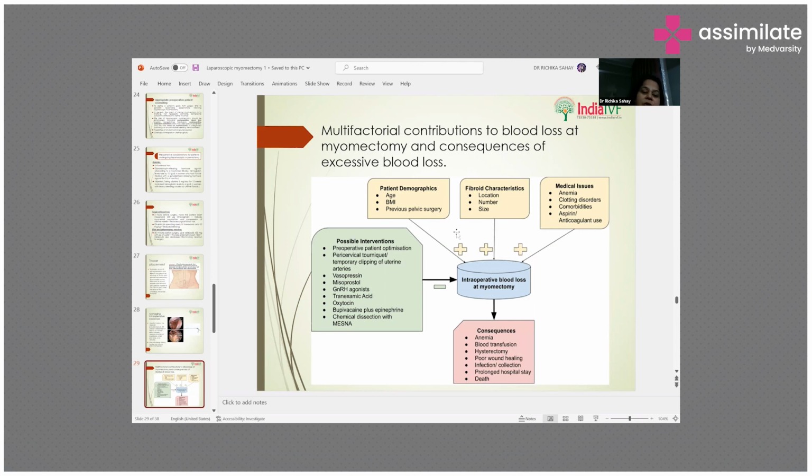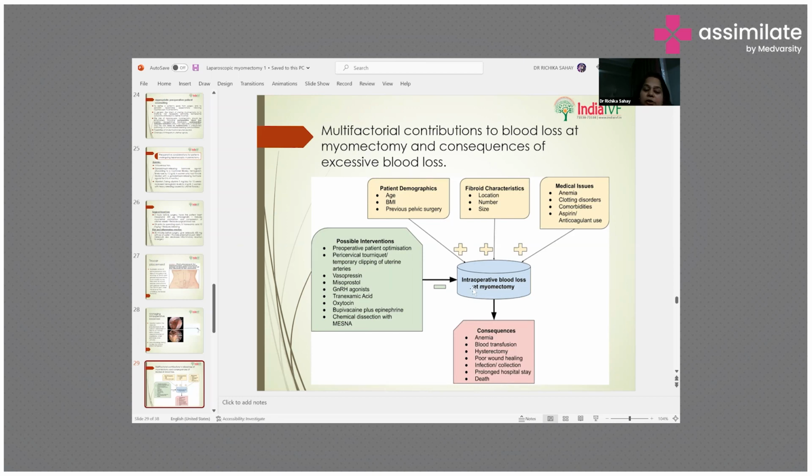Possible prevention interventions. We give preoperative patient optimization. We do a pericervical tourniquet, temporary clipping of uterine arteries. We give vasopressin. We give misoprostol. We give GnRH agonist, tranexamic acid. Oxytocin is also given. Bupivacaine plus epinephrine is given if the patient is bleeding so much. And then there is chemical dissection with mesna.